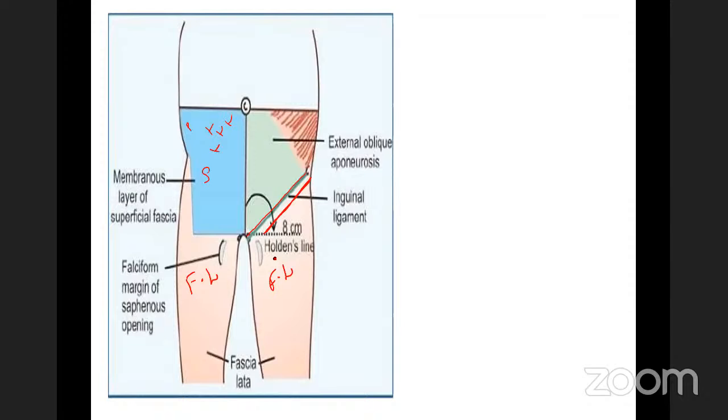So that line is called Holden's line, wherein the Scarpa's fascia becomes adherent to the deep fascia of the thigh, which is the fascia lata. And this Holden's line extends from the pubic tubercle 8 centimeters laterally. The importance of this is, urine can accumulate till the Holden's line, not below that, because the Scarpa's fascia is adherent to the fascia lata of the thigh. That is why the urine cannot extend beyond the Holden's line.